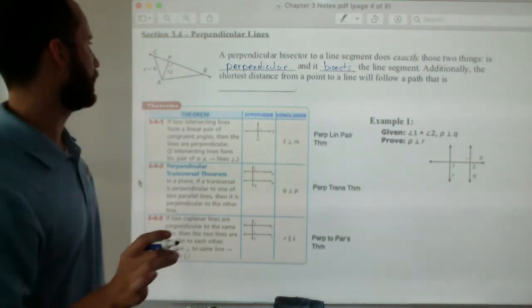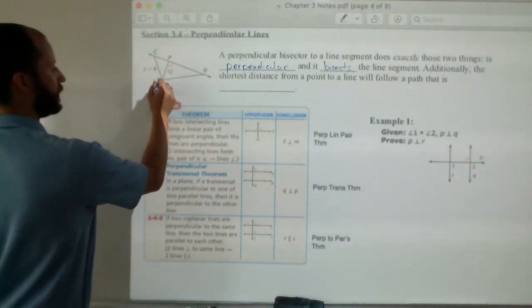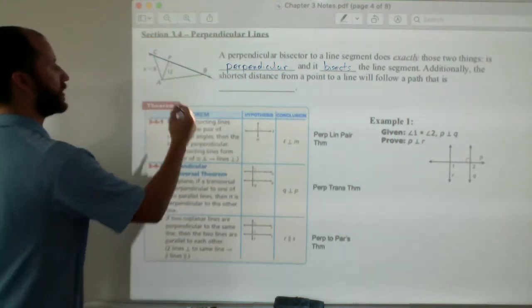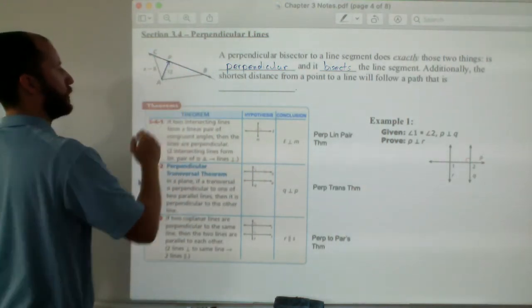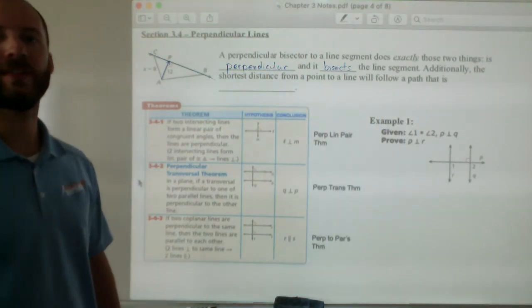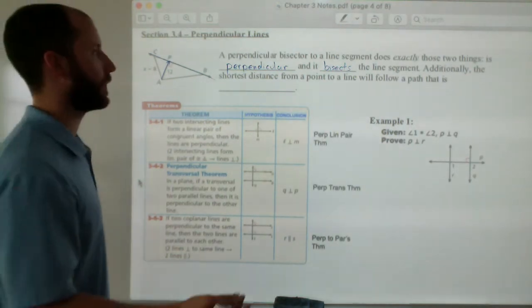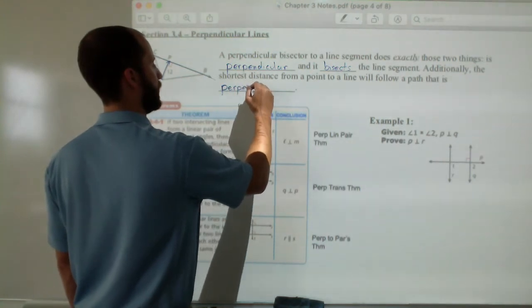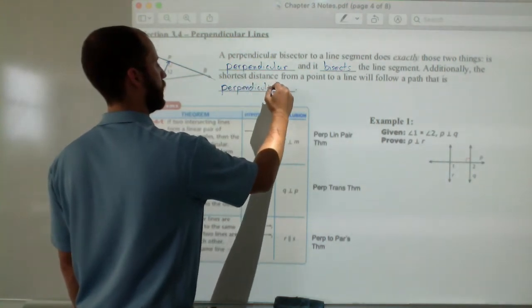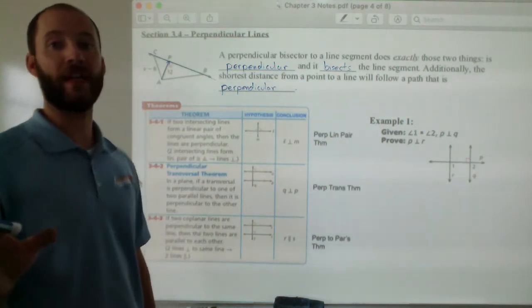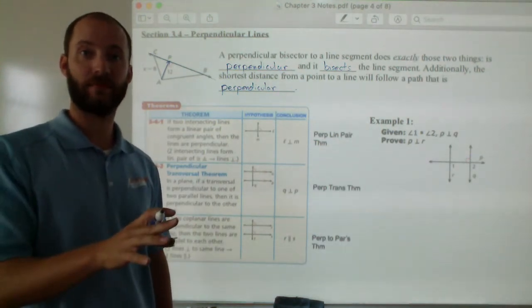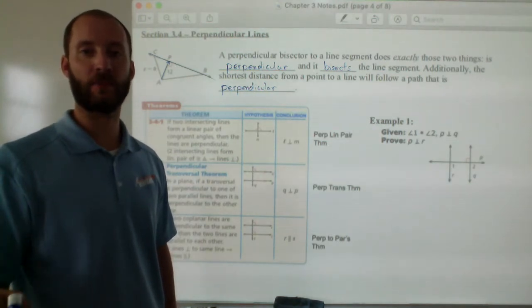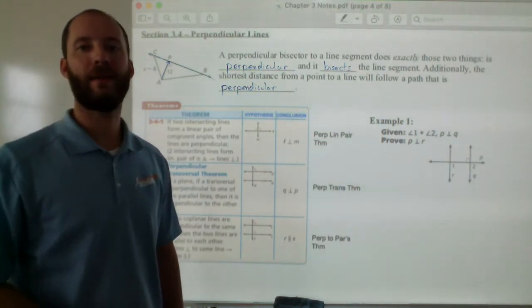Now, additionally, if you want to get from a point to a line, the quickest way to do that is to go perpendicularly towards the line. All right? So we'll follow a path that is perpendicular. That's just something I want to put out there so I can say that I said that. All right? To get to a surface or a line as quickly as possible, head directly for it perpendicularly.